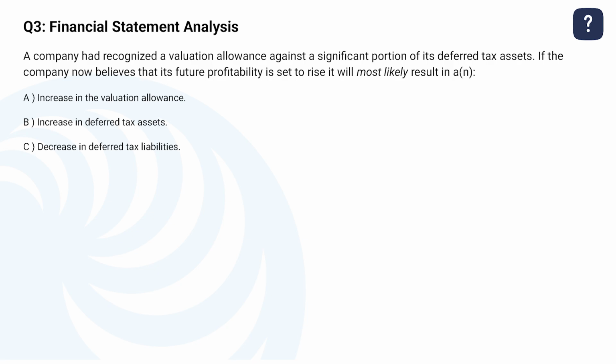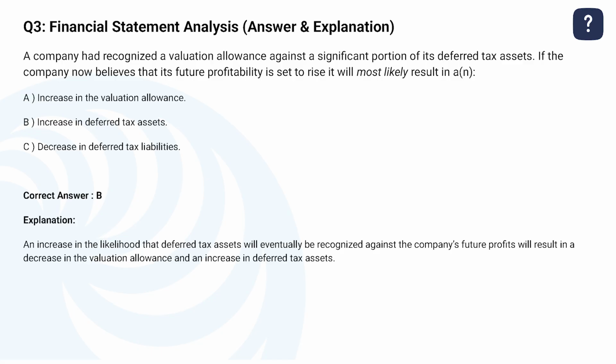So the most appropriate answer would be B, that if the company's future profitability is set to rise, it would likely reduce its valuation allowance or possibly eliminate it altogether, depending on the magnitude of the higher profit expectations. So the correct answer in this scenario would be an increase in the value of its deferred tax asset.